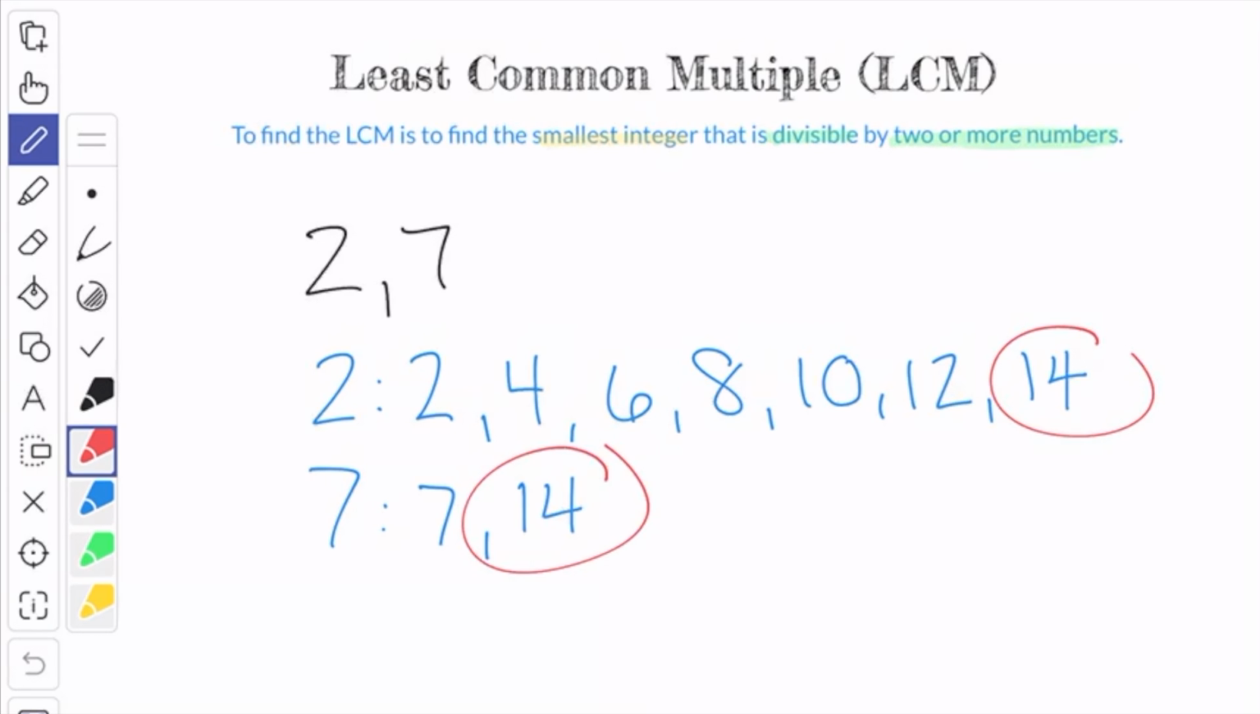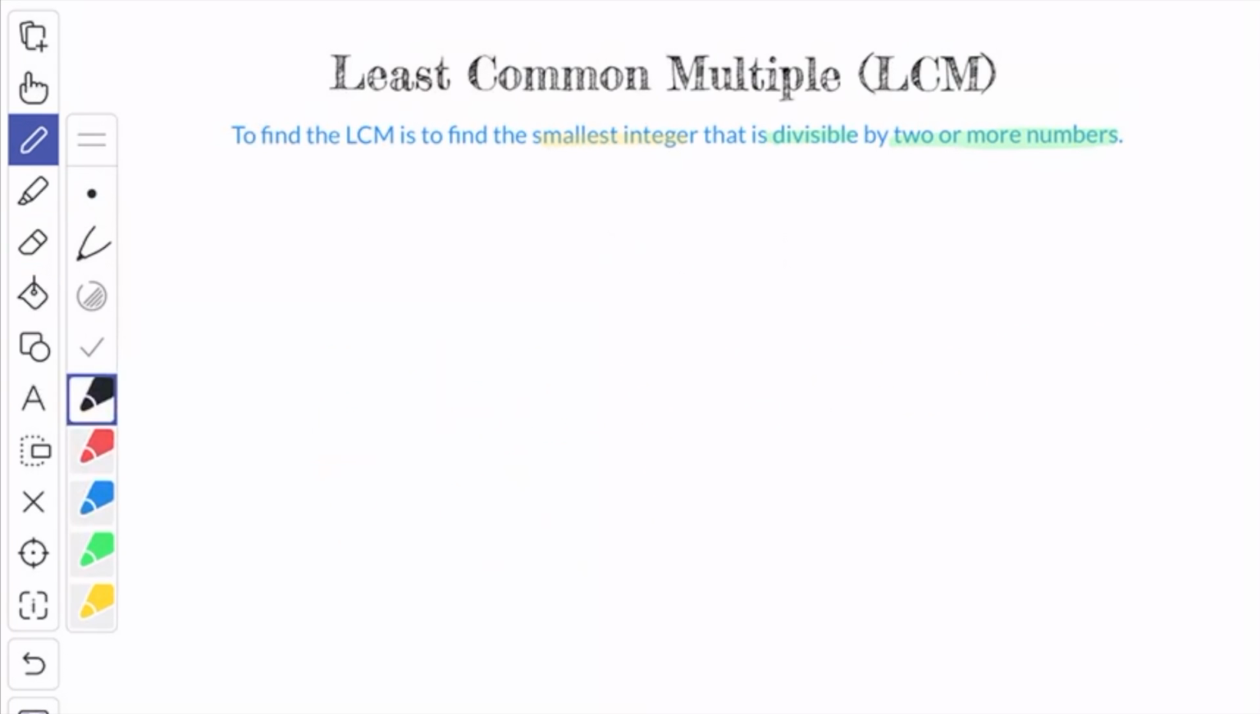For this instance, the least common multiple of 2 and 7 is in fact 14. 14 is the smallest number that I can divide both 2 and 7 by. That happened pretty fast, so let's do another one.